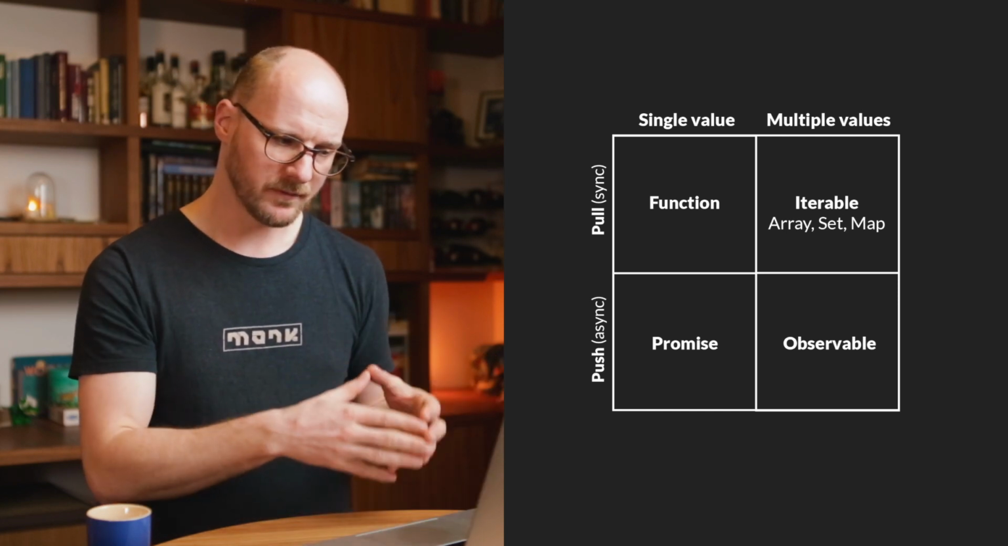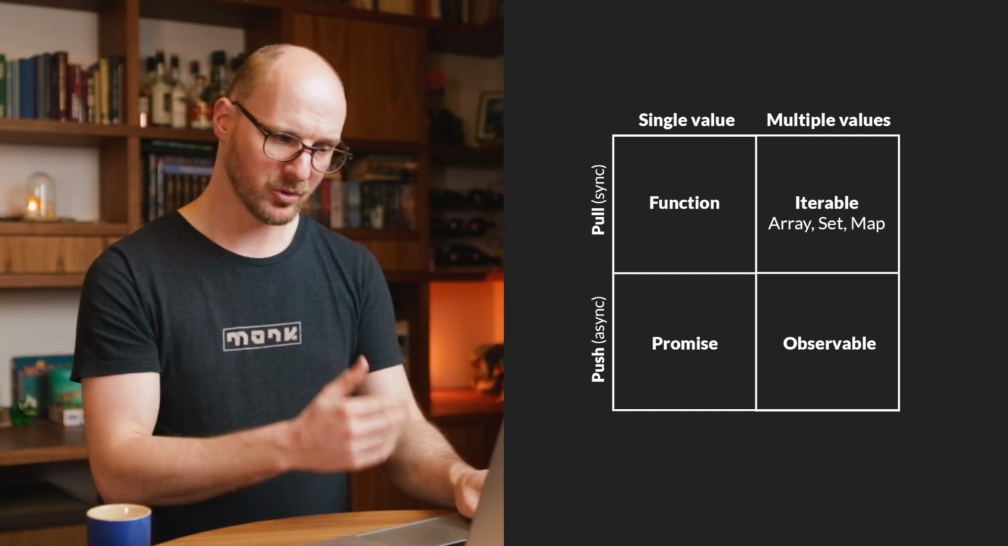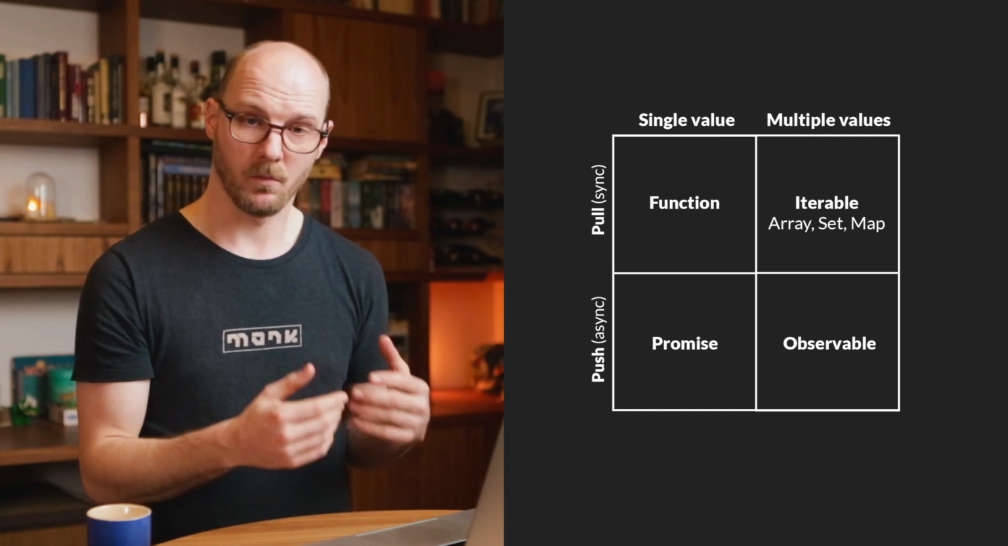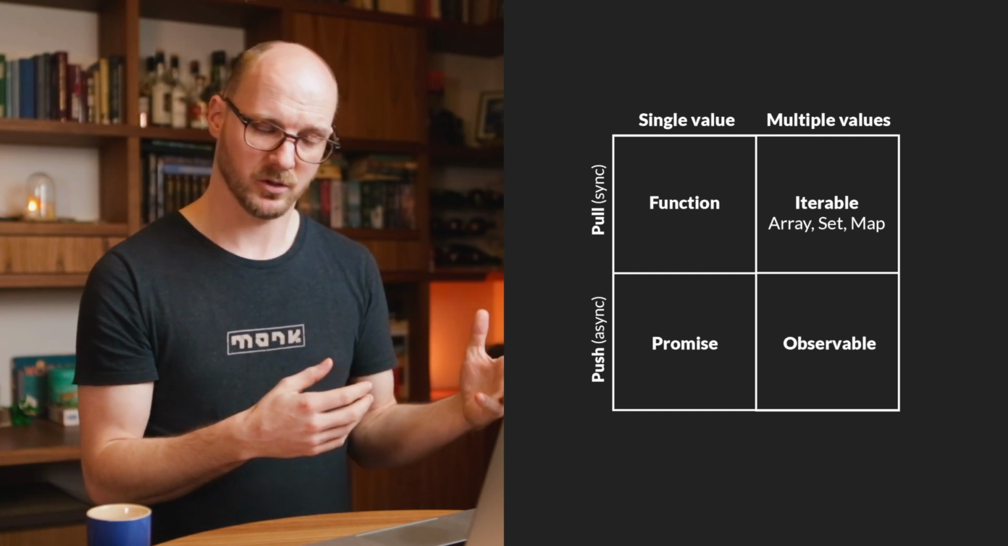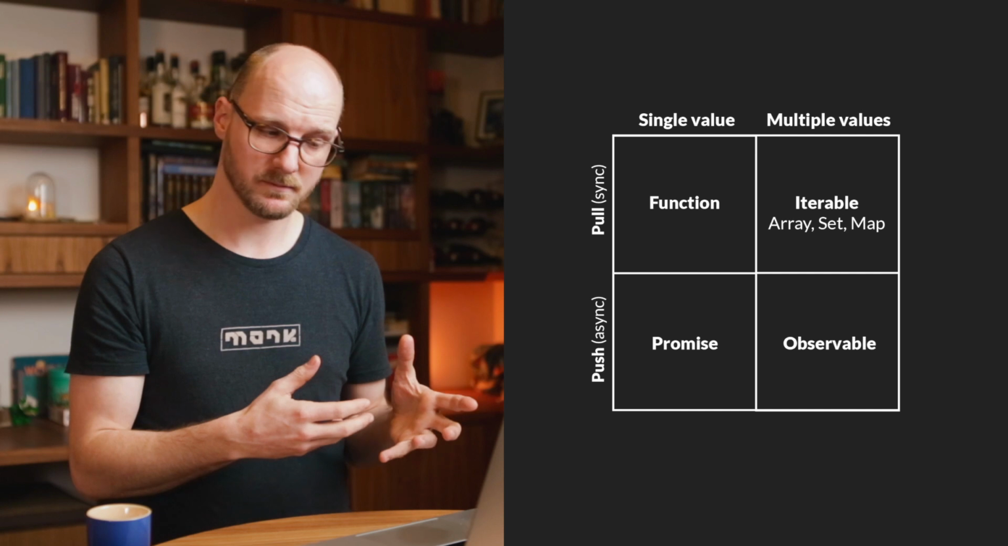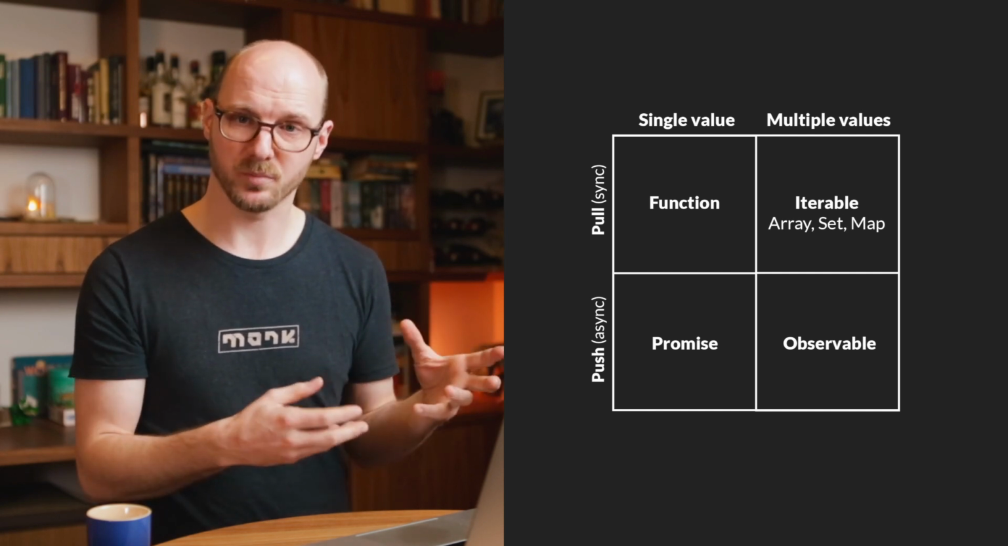multiple values. A function allows delivering a single value when you call it. A promise allows delivering a single value at a later point in time. An iterator allows delivering multiple values when you request it. And an observable allows delivering multiple values at a later point in time.